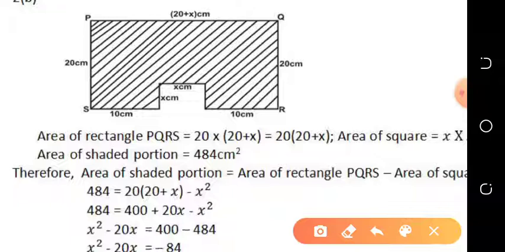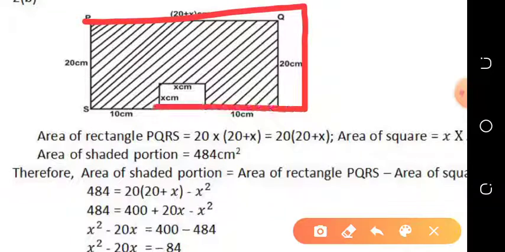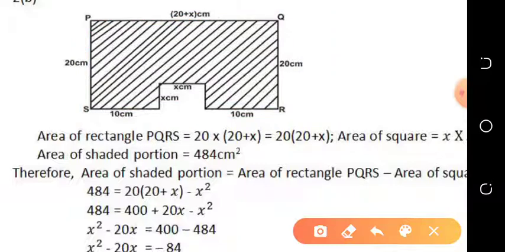You know, a square has all the sides as equal. You have x and x. But the area of rectangle PQRS is what? Length times breadth. What is the length there?